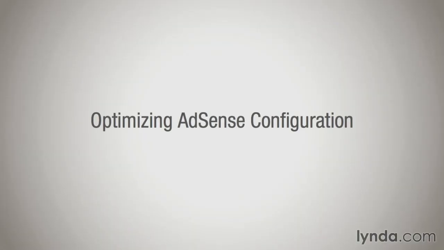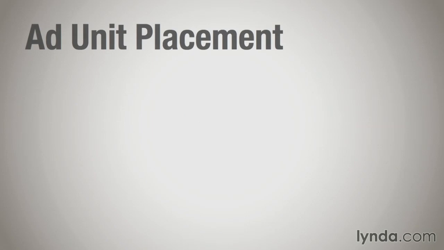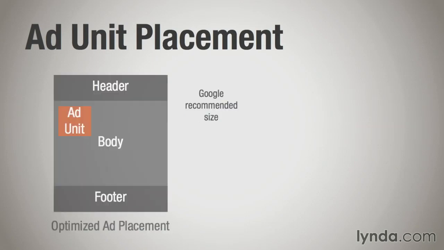Over my years of using Google AdSense, I've discovered a few tips and strategies that will help you optimize the performance of advertisements on your website. First, you need to take into consideration the placement of ad units on your website. Users are more likely to see and click on advertisements at the top and to the left of your web page. It's also a good idea to use the Google recommended ad sizes. These ad units have proven to be the most effective in terms of revenue generation for Google AdSense publishers.